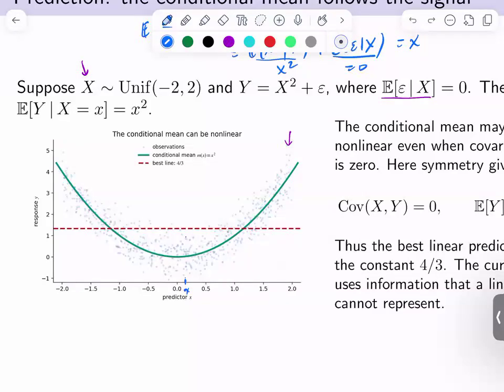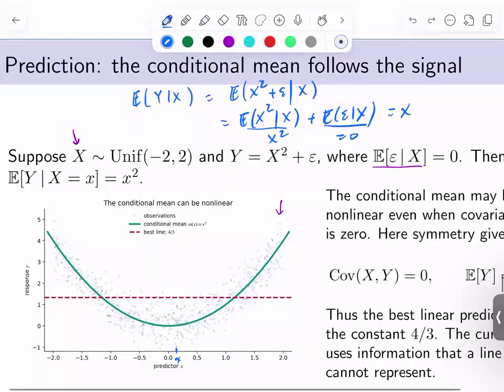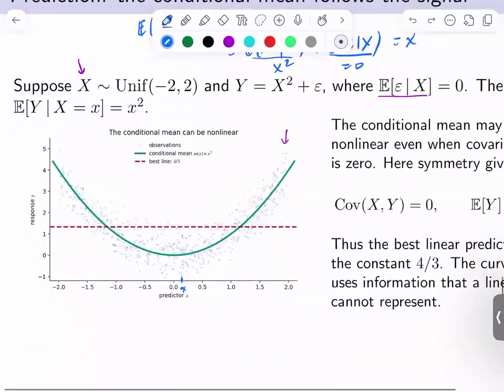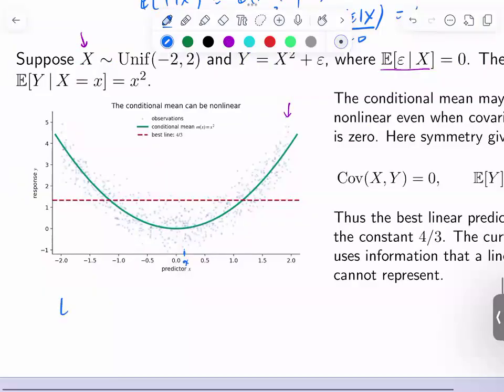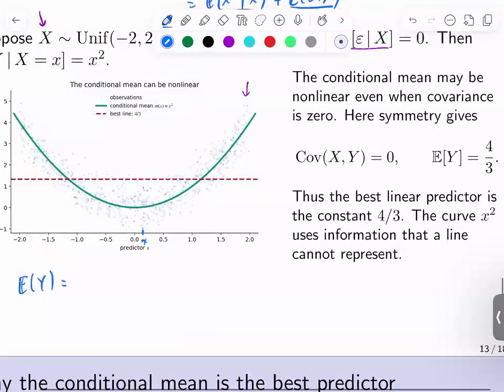If you wanted to predict based on a single value, the best single value would be just the expectation of Y, which you can also prove. In this case you can compute it to be 4 over 3, and this is going to be this line. You can see it's not a very good approximation. It would be good if things were linear, but there's really a nonlinearity here.